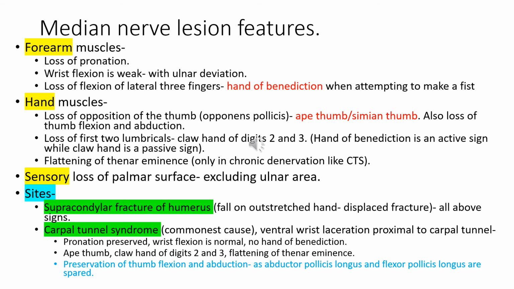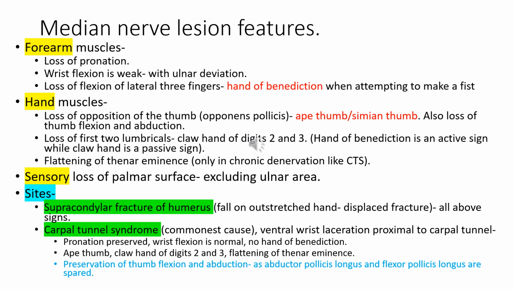The same goes with abduction. Abduction of the thumb is by abductor pollicis brevis in the hand and abductor pollicis longus in the forearm. So when there is a lesion of the median nerve at the elbow, both these muscles are affected, and so there is loss of abduction of the thumb. While if there is a lesion of the median nerve at the wrist, then abductor pollicis brevis alone is affected. Abductor pollicis longus is not affected, and as a result, thumb abduction will be normal. So that is about the thumb muscles.